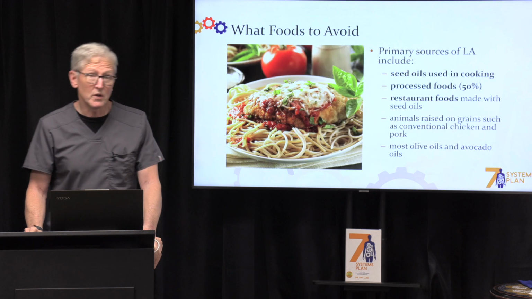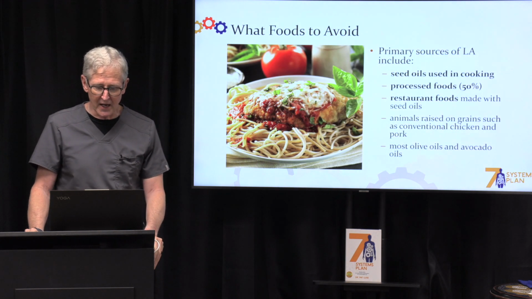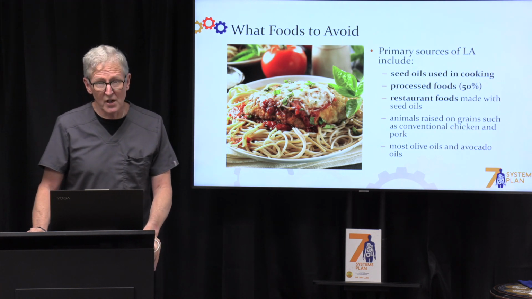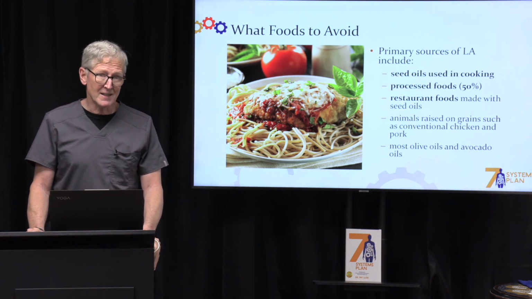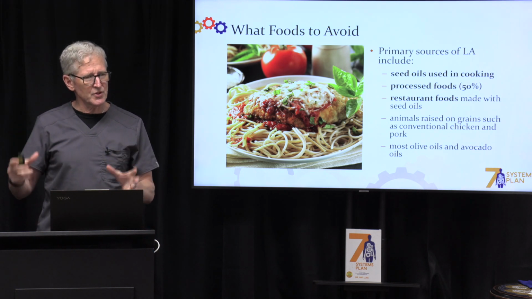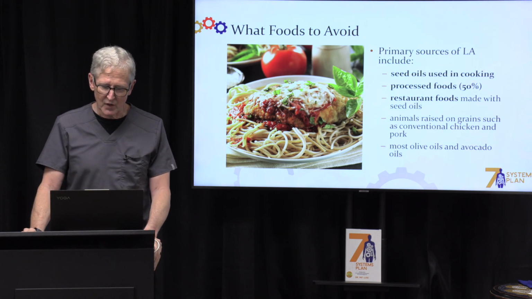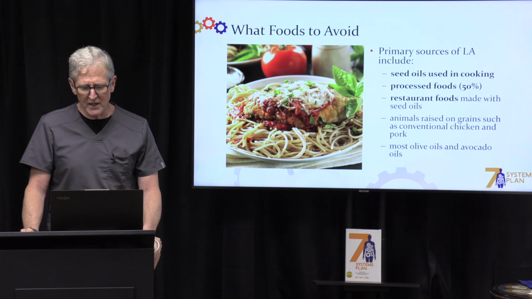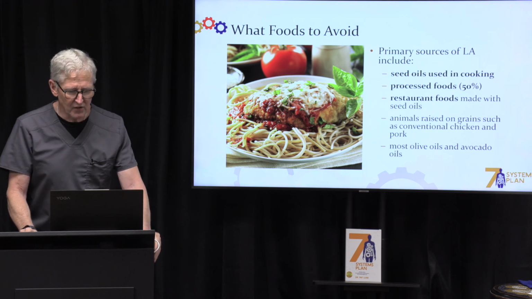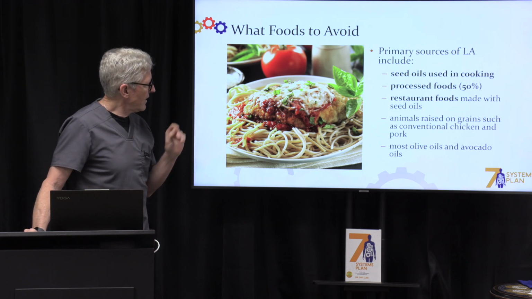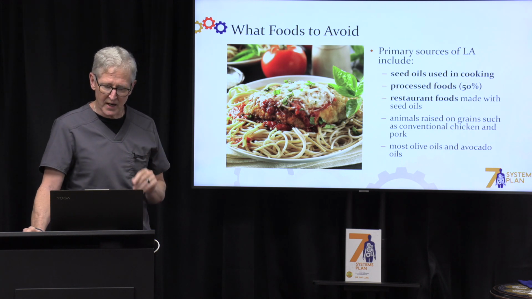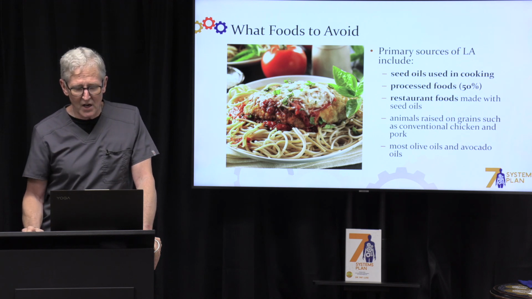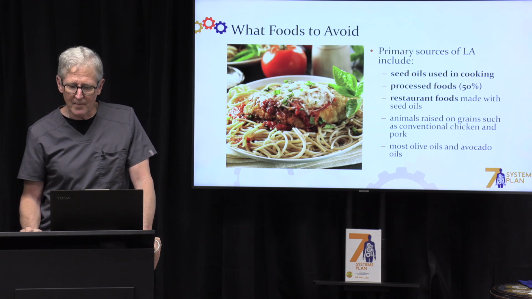So what foods do you want to eliminate to lower your LA? #1 would be seed oils and vegetable oils that are frequently used in cooking. Processed foods can be 50% of these bad fats. Restaurant foods are loaded with LA. And animals raised on grains, such as conventionally raised chicken and pork, would have more LA. And here's the bad news. Most olive oils and avocado oils have LA in them.